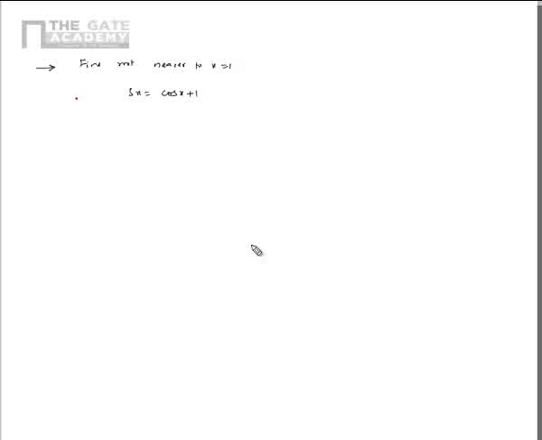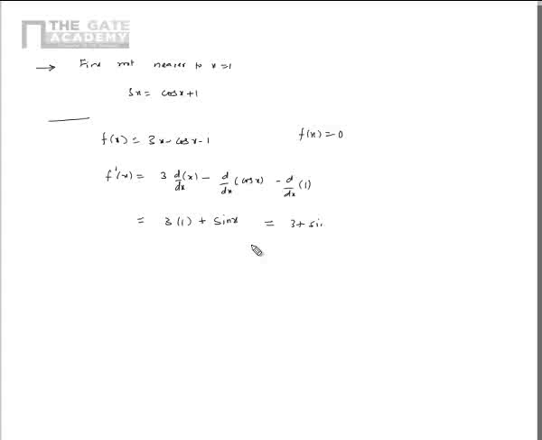So this is your f of x. You have to always put it in the form f of x is equal to 0. That's the idea. So f of x is 3x minus cos x minus 1, and f dash x is the differentiation with respect to x. This is 3 into dx by dx minus d by dx of cos x minus d by dx of 1. So this is 3 plus sin x.